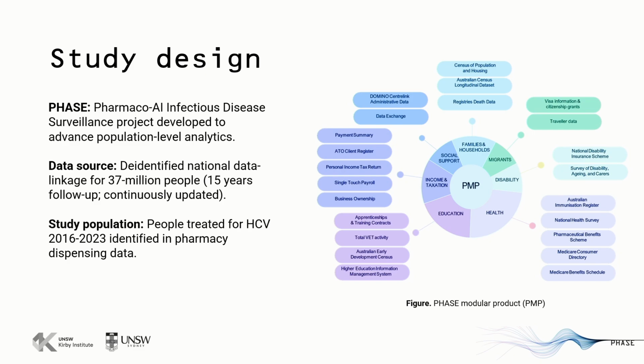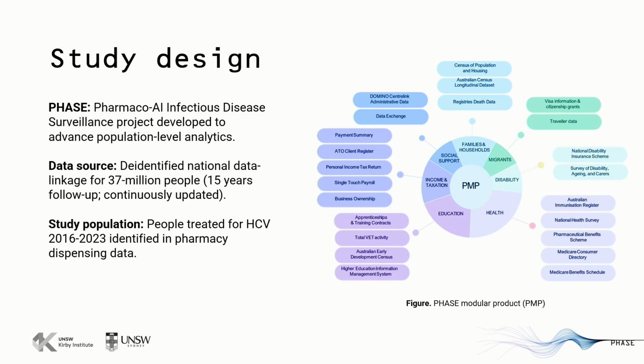So for the study design, PHASE, or Pharmaco-AI Infectious Disease Surveillance Study, is a project I developed to advance Australia's population-level data analytic capabilities. So this project was developed in part due to the creation of this new national data asset. So in the figure there, you can see all the different data sets that are linked at a national level. So this is de-identified data for 37 million people with over 15 years of follow-up that is continuously updated over time.